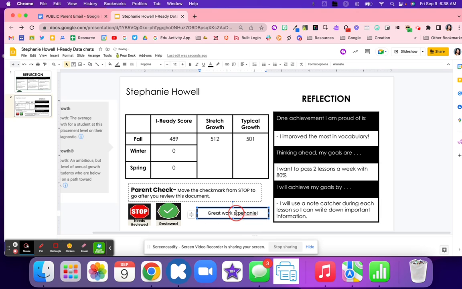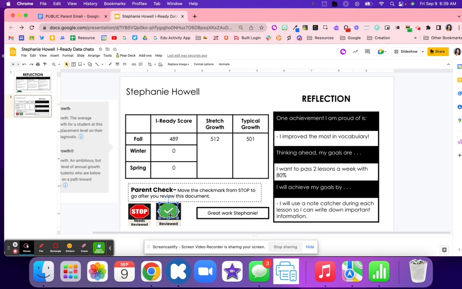If you have questions for your teacher, please email the teacher because she might miss your notification. She will go through and check all of these, but again, she might miss it. So please send the teacher an email if you do have a question or need further guidance on this data chat, or you're just looking for ways that you can support your child at home. So if you have any of those needs, please email the teacher.